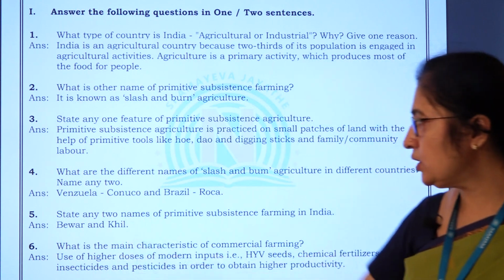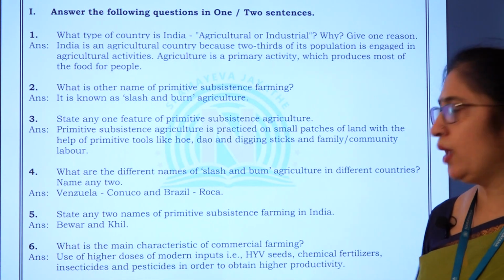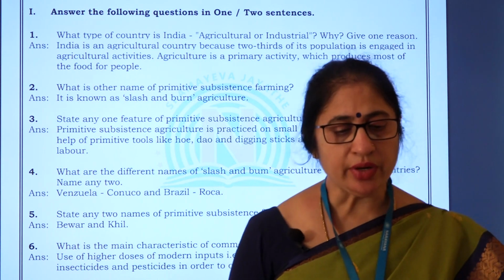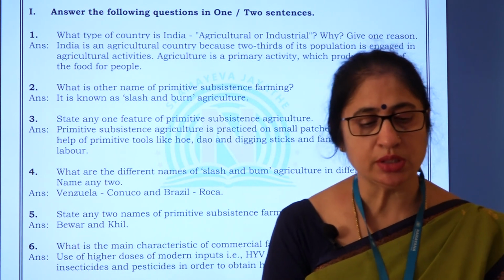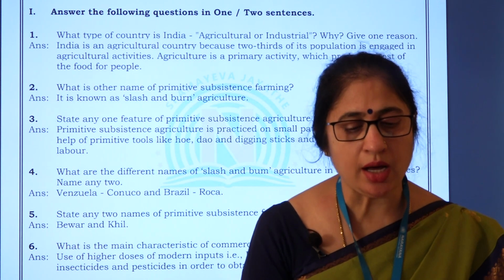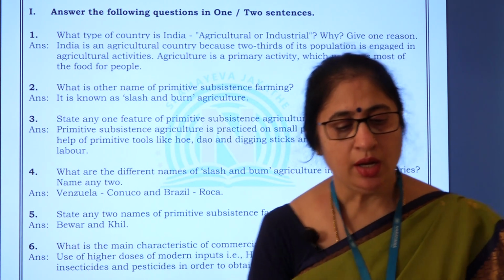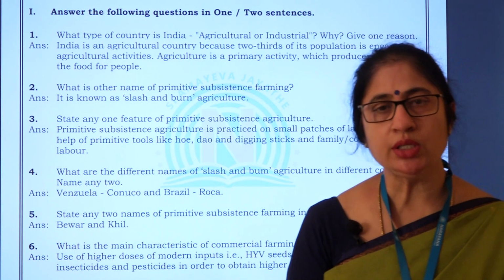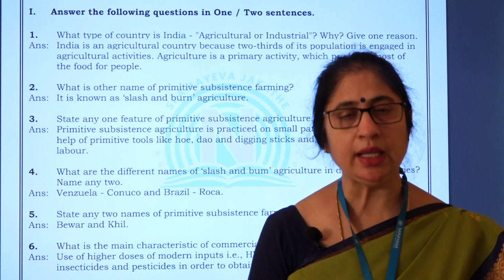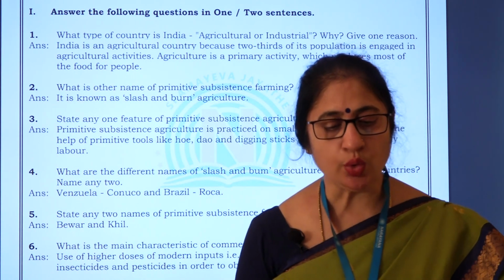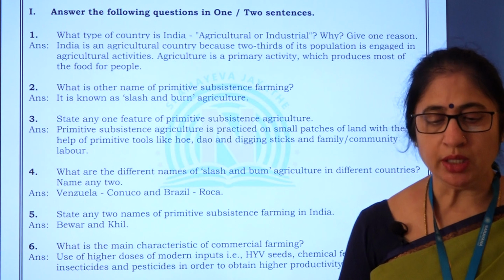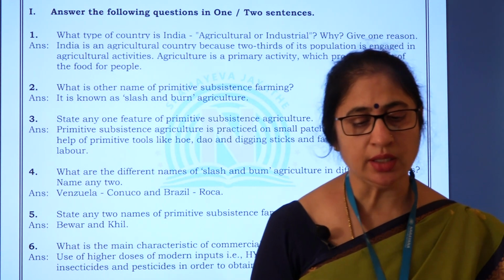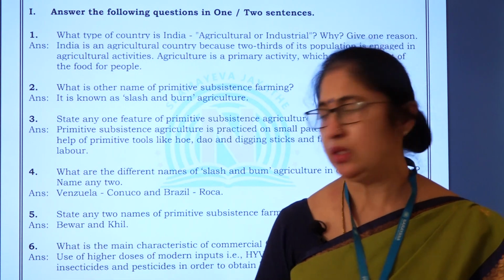The next question is: state any two names of primitive subsistence farming in India. The different names in India are Bewar or Dahiya in Madhya Pradesh, Podu in Andhra Pradesh, Valre in southeastern Rajasthan, Kil in the Himalayan belt, Kuruwa in Jharkhand, and Jhumming in the northeastern region. Bewar and Kil are also names which are given. This is Bewar in Madhya Pradesh.